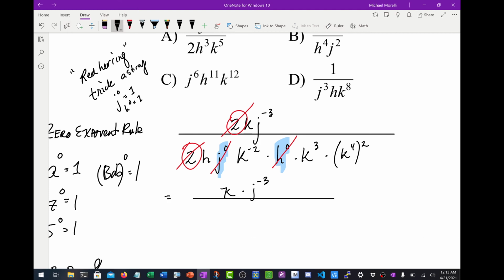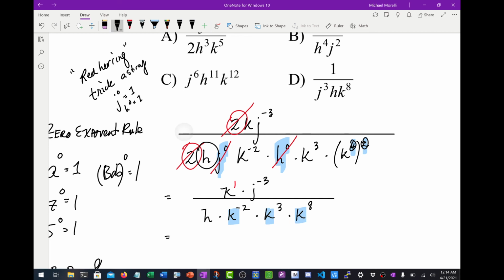Now over here, I'm going to go ahead and multiply the 4 and the 2. And so what have we got left? We've got an h here we don't want to forget about, so we'll put h times k to the negative 2nd power. I'll show you what to do with that. Times k to the 3rd power times k to the 8th power, because 4 times 2 is 8. Alrighty. So remember, this is to the 1st. All right, now down in the denominator, I've got some like terms here.